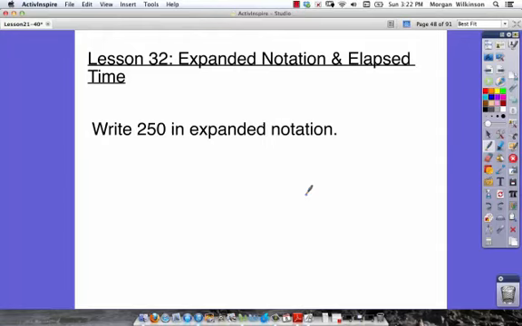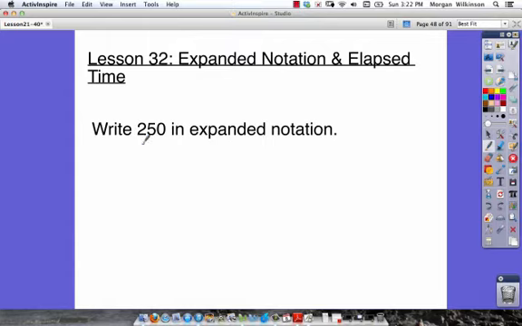Lesson 32 is about expanded notation and elapsed time. Now the first question we have is about expanded notation. What we want to do is write 250 in expanded notation. When we see this phrase, expanded notation, it means we want to be working with place value, and we want to identify the different values we have in each place value.